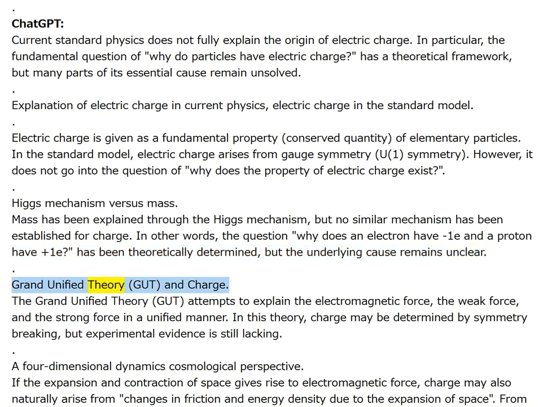Grand Unified Theory, GUT, and charge. The Grand Unified Theory attempts to explain the electromagnetic force, the weak force, and the strong force in a unified manner. In this theory, charge may be determined by symmetry breaking, but experimental evidence is still lacking. A four-dimensional dynamics cosmological perspective: if the expansion and contraction of space gives rise to electromagnetic force, charge may also naturally arise from changes in friction and energy density due to the expansion of space.